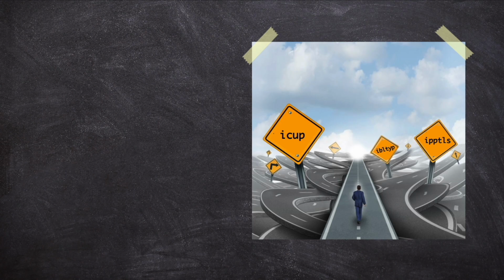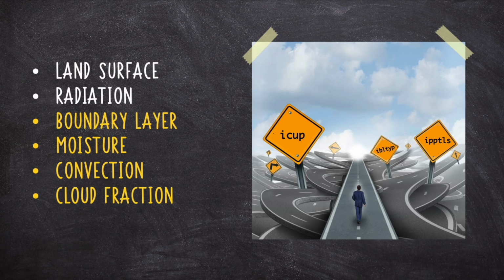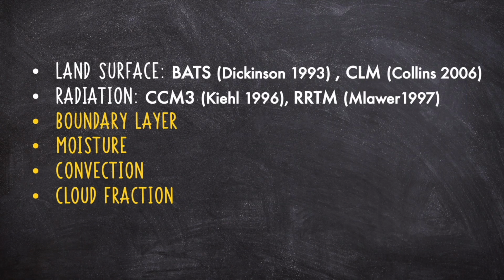Sometimes it's very complicated and challenging. So this is the list of the most important parameterizations we used in the model. We have the land surface parameterization, the radiation scheme, the boundary layer, moisture, convection, and the cloud fraction. I will not go through the formulation of the land surface and the radiation schemes, as they are internally coupled models for which one can find the descriptions in the references that I wrote here.